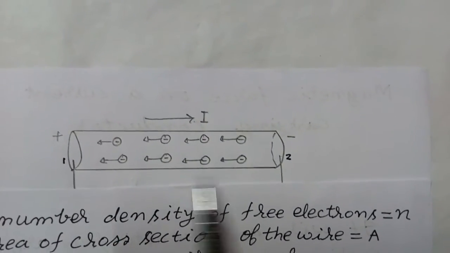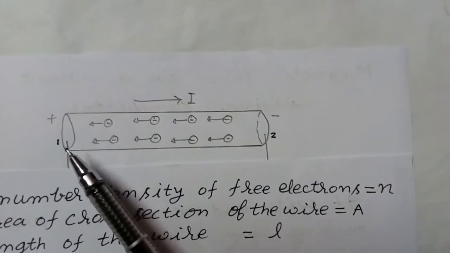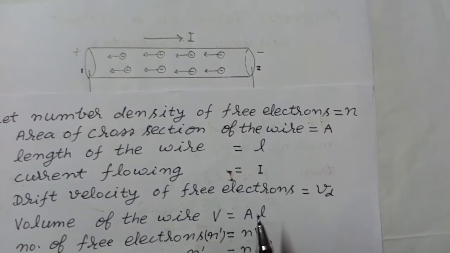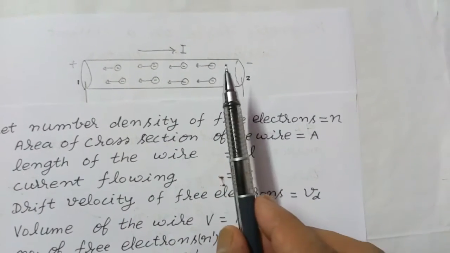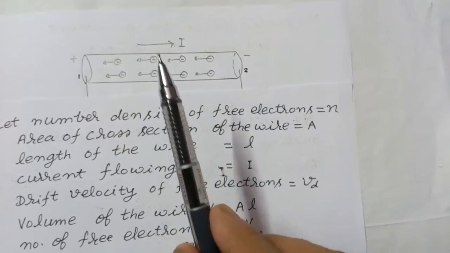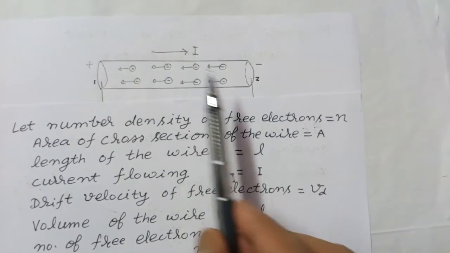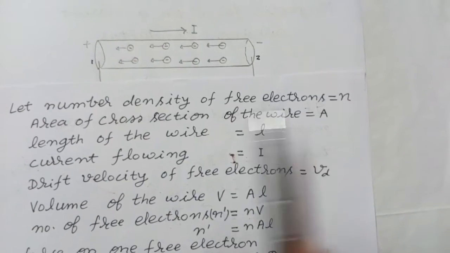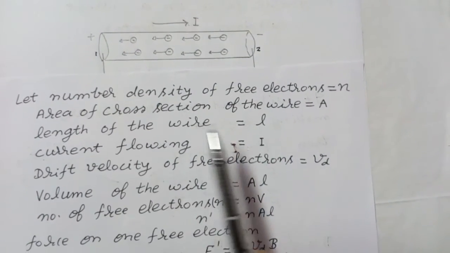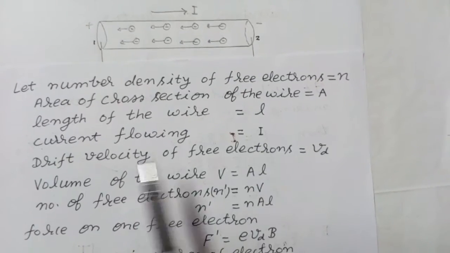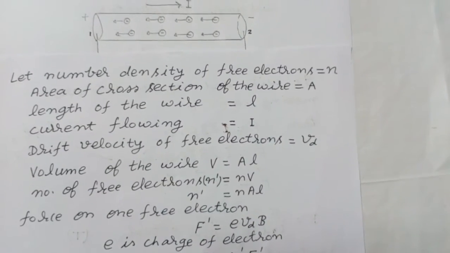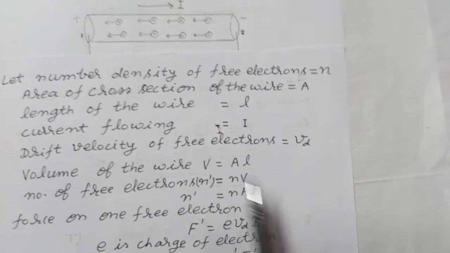Suppose length of this conductor is L and area of cross section is A, so its volume will be equal to volume of the wire V is equal to A into L. अब इस वॉल्यूम में जितने भी इलेक्ट्रॉन हैं वो ड्रिफ्ट वेलोसिटी से मूव कर रहे हैं. So we will calculate number of free electrons in this volume. Now let number density of free electrons be n, means number of free electrons in unit volume are n. Area of cross section of wire A, length of the wire L, current flowing through it is I, and drift velocity of free electrons is equal to Vd. So number of free electrons in this volume n dash is equal to n into V.